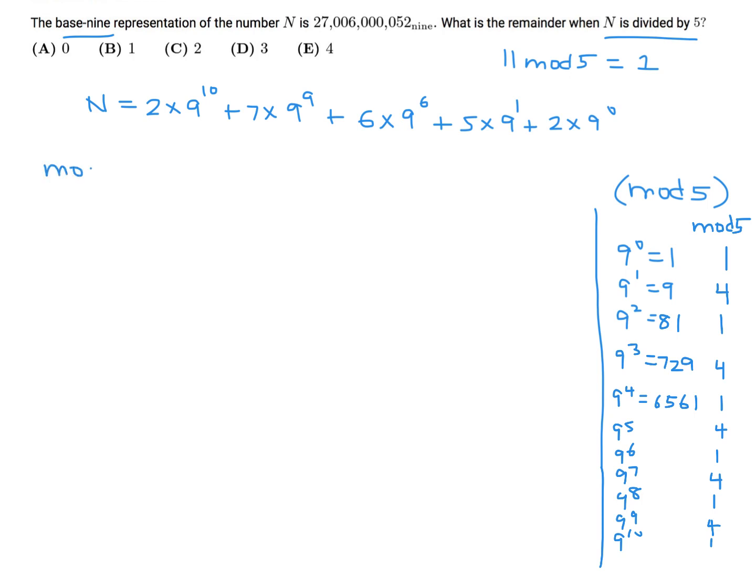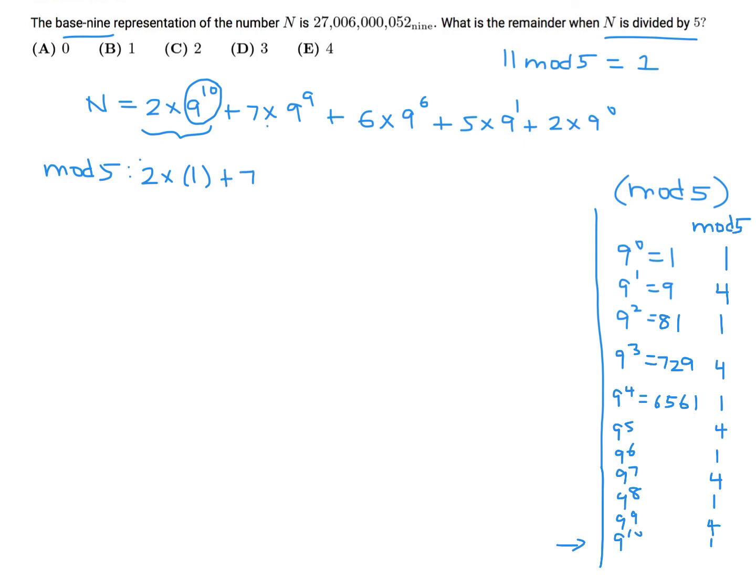We're going to just do the mod 5 of this entire number. And therefore, the mod 5 of this is going to be 2 times what happens when 9 to the power of 10 is divided by 5. What is the remainder? Well, according to our nice extrapolation there, it's 1. And that's what you put there. Got it? That's basically how you approach this question. So let's do it again.